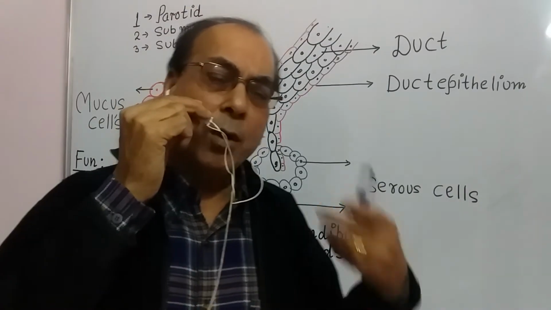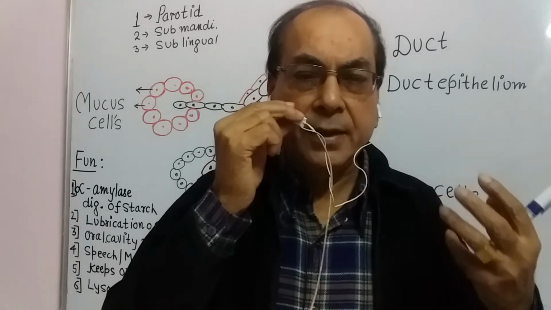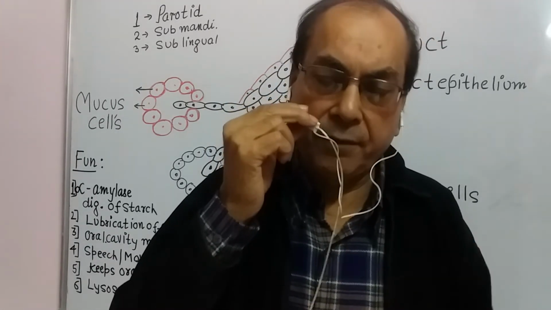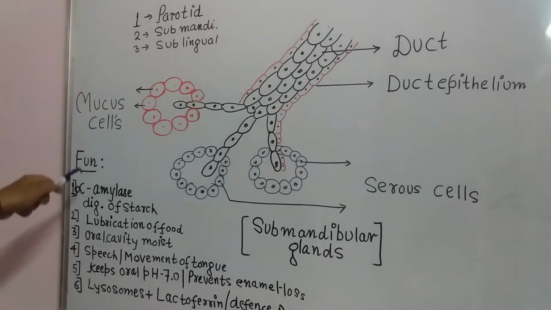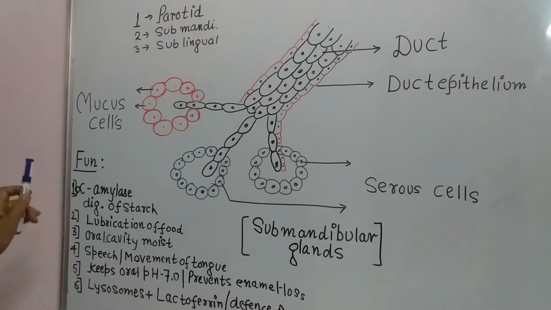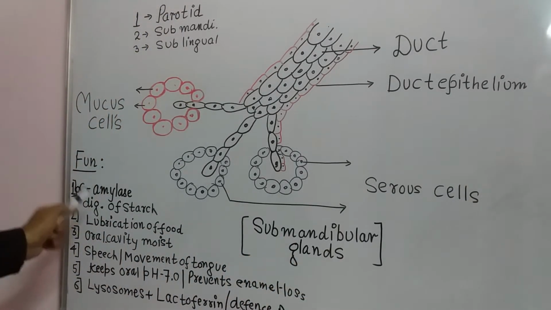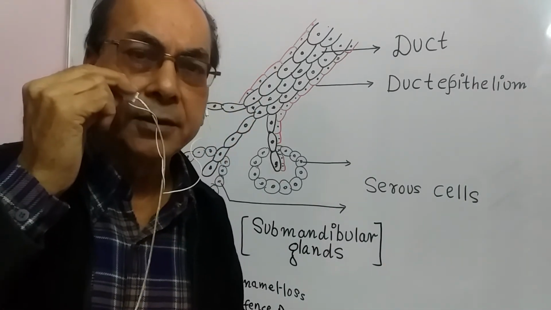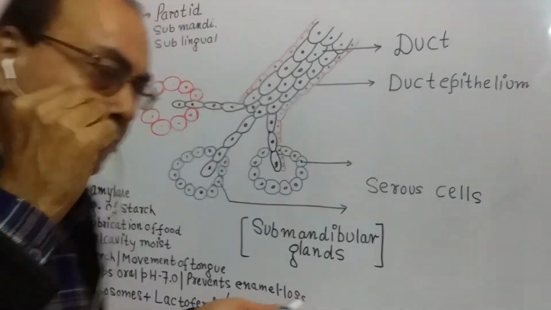What are the important functions of this saliva? We shall discuss them one by one, that is, what is the importance of this saliva in our buccal cavity or oral cavity. So please look, the first important function is that the salivary glands secrete alpha amylase, which is helpful in the digestion of starch. In fact, amylase is the enzyme which is helpful in the digestion of starch.